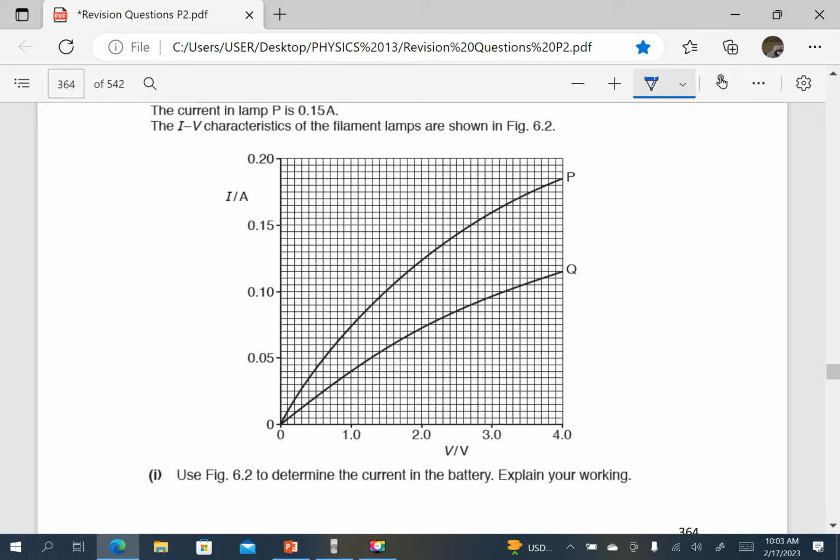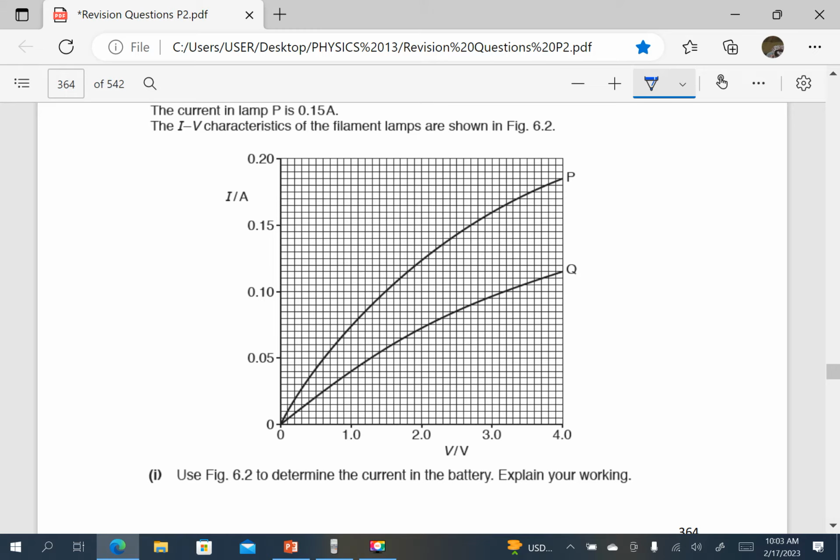Use the figure to determine the current in the battery. Explain your working. Note that the two lamps are in parallel. Because the two lamps are in parallel, they have the same potential difference.